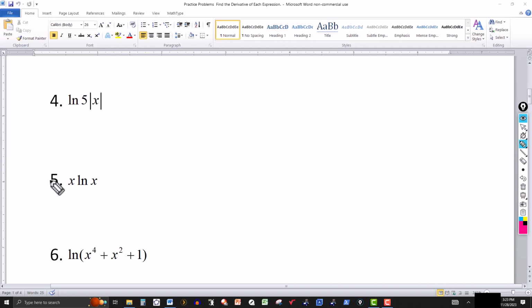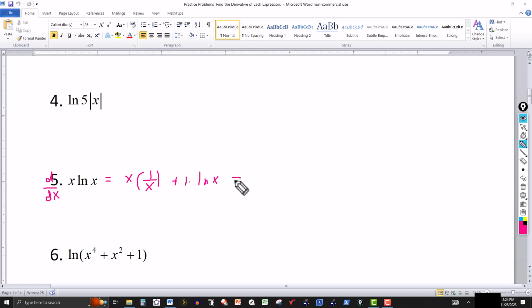For number 5, we have a product. So I use the product rule for derivatives. It tells me if you have a product of two functions of x, the derivative will be the first function, whatever it is, we put it down, times the derivative of the second. The derivative of ln of x is 1 over x. So we get that. And then it's plus the second function, which is ln of x, times the derivative of the first. Derivative of x is 1, so this will be just a 1 here.